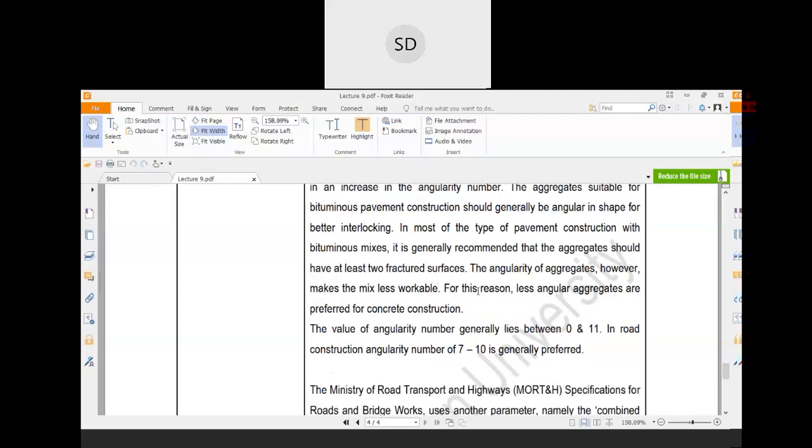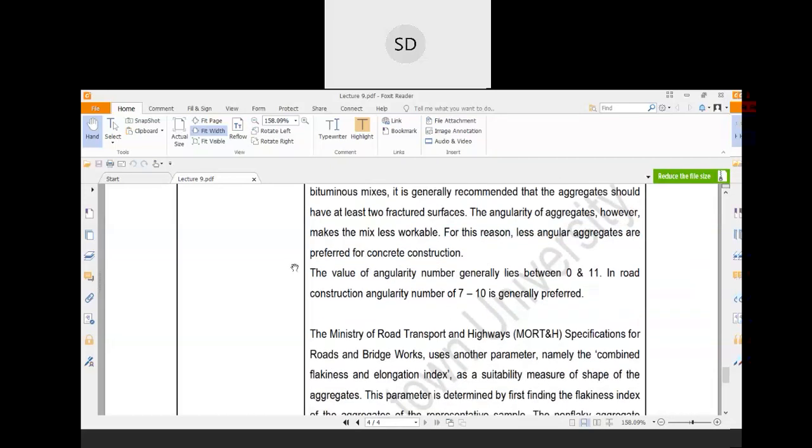So for this reason, less angular aggregates are preferred for concrete construction. These are the things which we have already discussed in our lab classes during our first classes, if you remember all these things. Now the value of the angularity number generally lies between 0 and 11. So in road construction, an angularity number of 7 to 10 is generally preferred.